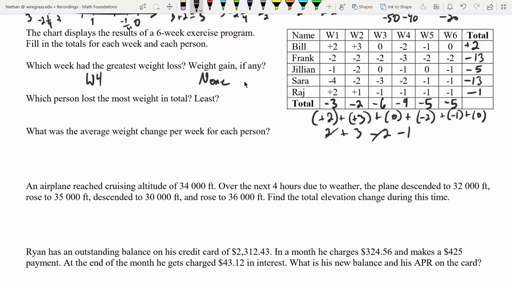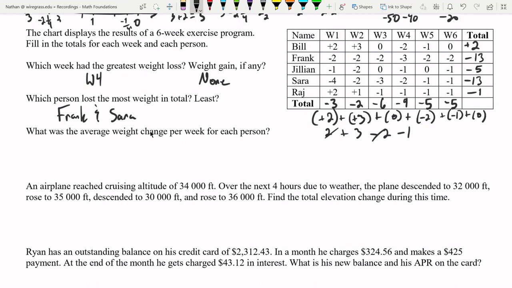Now, which person lost the most weight in total? So lost the most weight in total, that actually is tied between Frank and Sarah. Both of them have minus 13. So Frank and Sarah.